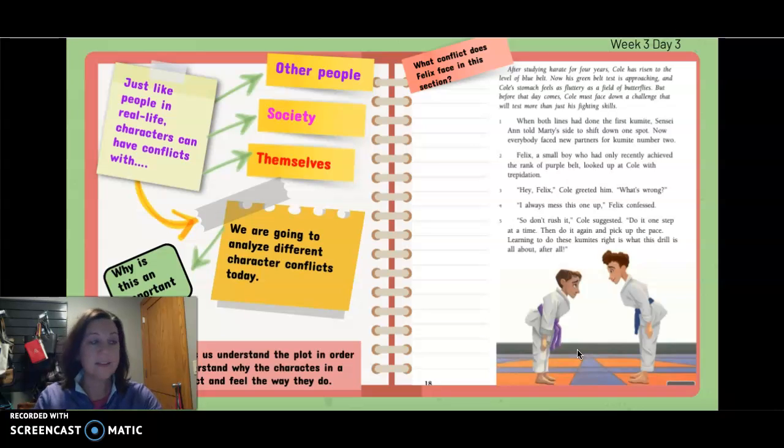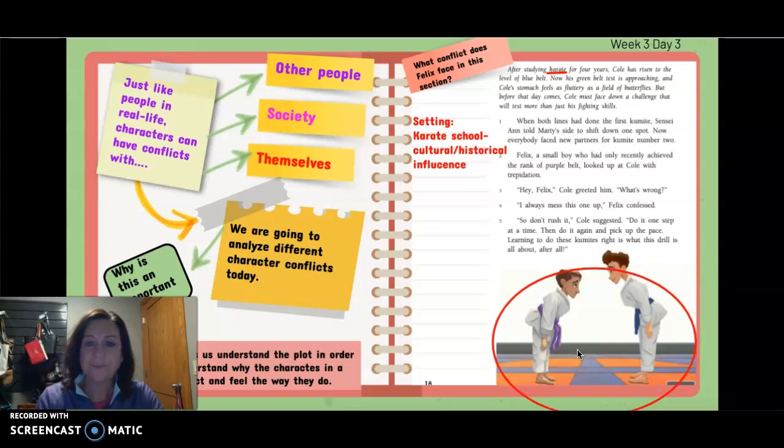So before I analyze Felix's conflict, let's see how the setting influences it. The illustration and introduction help establish the setting for this story. A karate school. Culturally and historically, karate schools are places of conflict. After all, they're places where people fight each other. And we should jot that note down. So, karate school, cultural, historical influence.